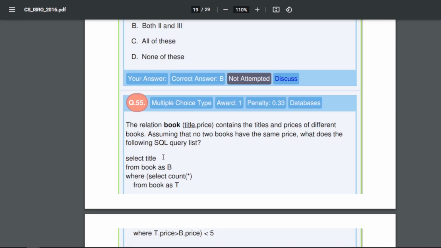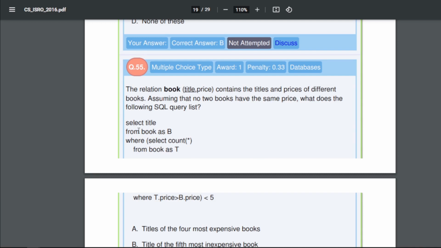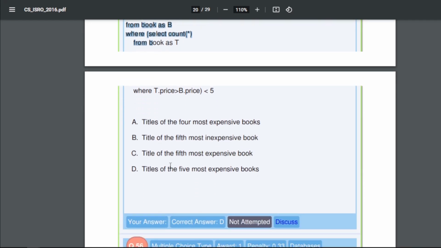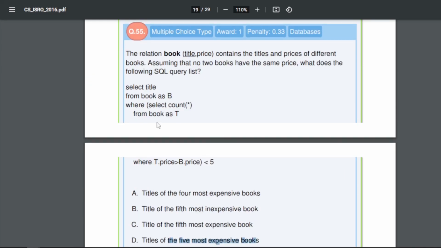Now question number 55 is: the relation book(title, price) contains the titles and prices of different books. Assuming that no two books have the same price, what does the following SQL query list? So this is the SQL query we have, and we have been given 4 options. The correct answer is titles of the 5 most expensive books. If you run this particular query, you will get this answer.